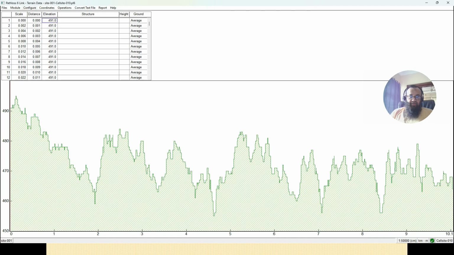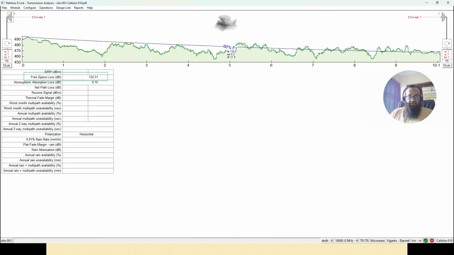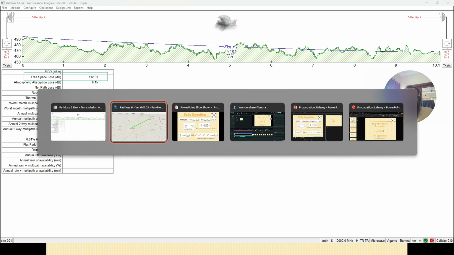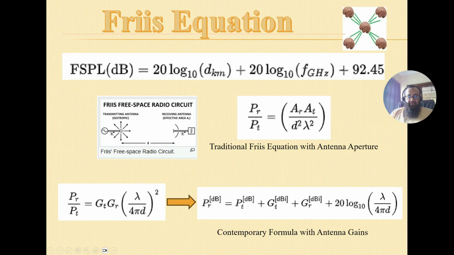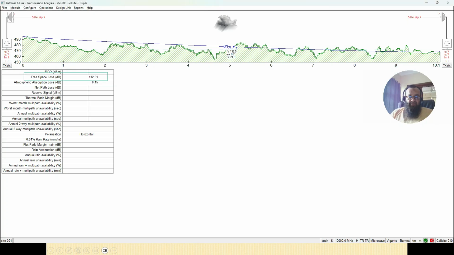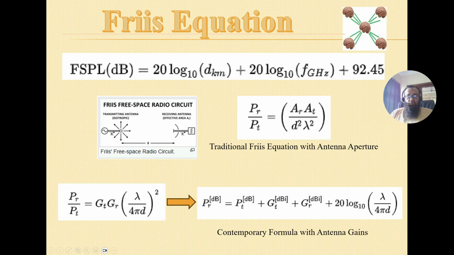So what is the value? Let us see. And if you see here, this is the free space loss. And we said that for a 10 kilometer length and 10 gigahertz frequency, it will be 132.45. And as I told you, my total length is a bit more, this is 10.1. So it is 132.51, a bit more. 132.45 should be with the exact 10, and because it is not exactly 10, it is 132.51.